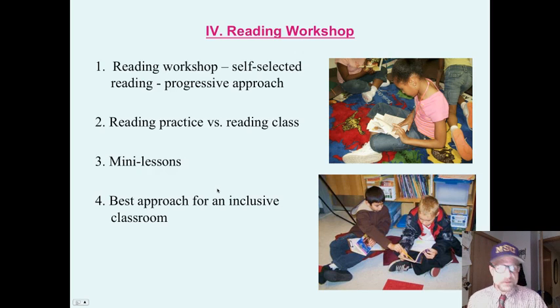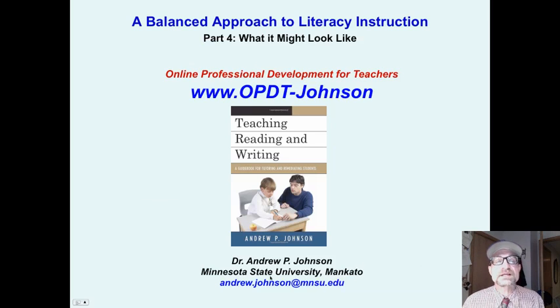This is the best approach for an inclusive classroom. This is the best way to deal with the multi-levels of readers and writers within a classroom. Within an inclusive classroom, if you have students reading 2 or 3 grades above or 2 or 3 or more grade levels below, this is the best way to differentiate the curriculum to meet the needs of all students. I highly recommend Reading Workshop. Children are more motivated to read because they choose the books that they want to read.